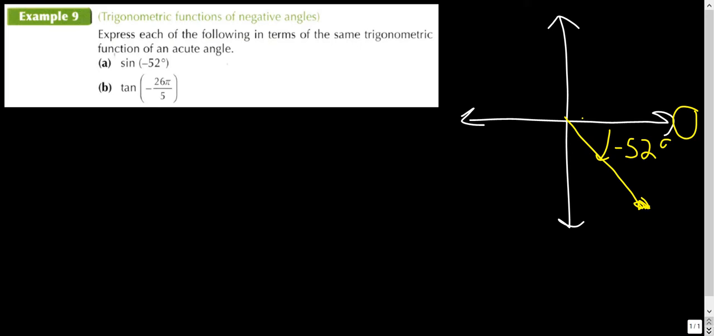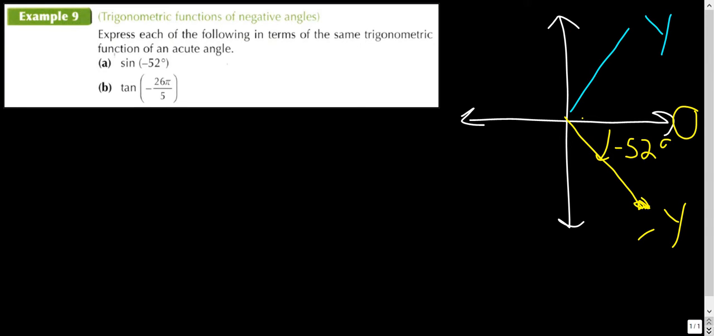So what is the property of sine here? Sine is about our y-coordinate. This is a negative y-coordinate. So the sine is going to be negative going backwards 52 degrees. Now, what happens if we were to go forward? Our y value is going to be the opposite. Our sine's opposite going that way.